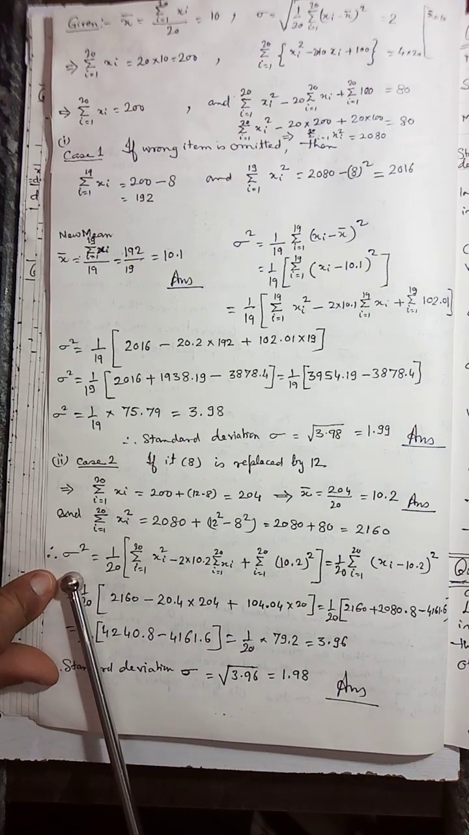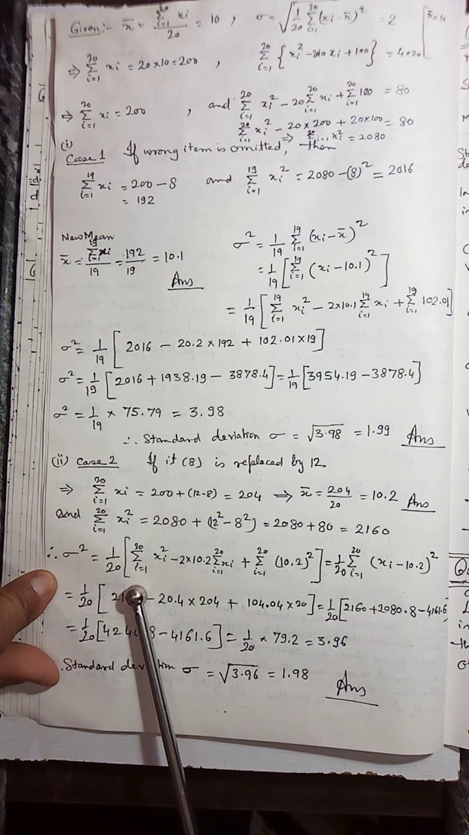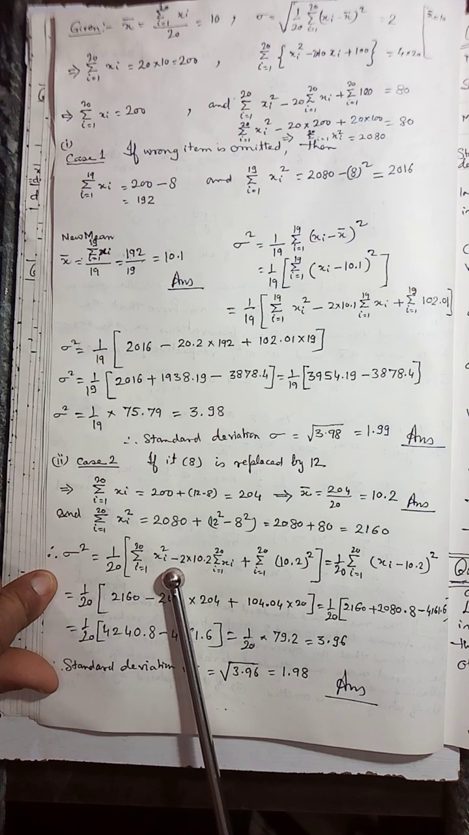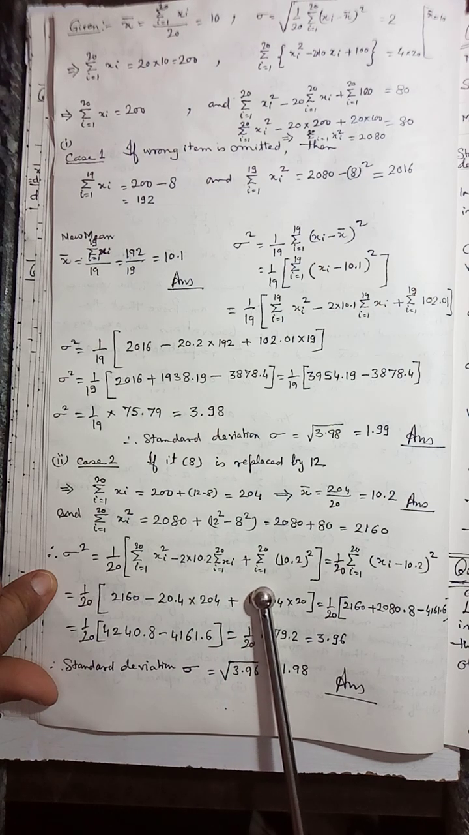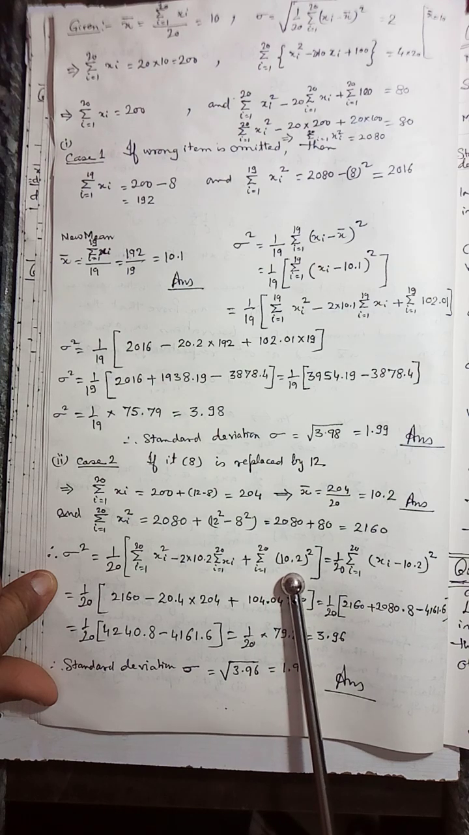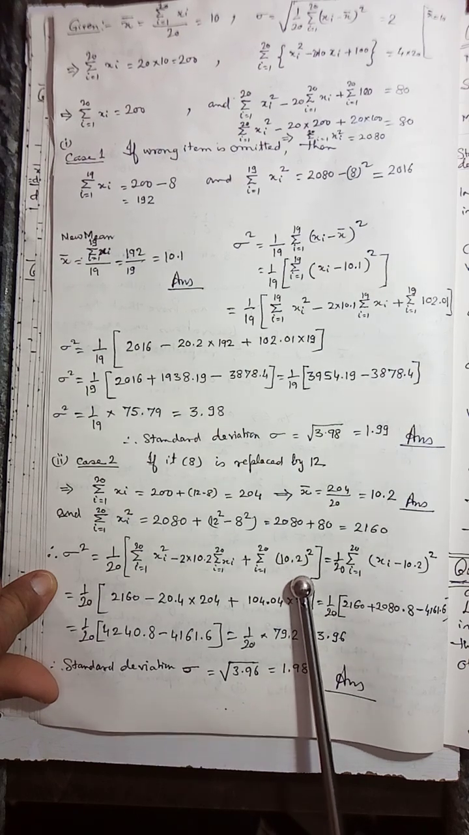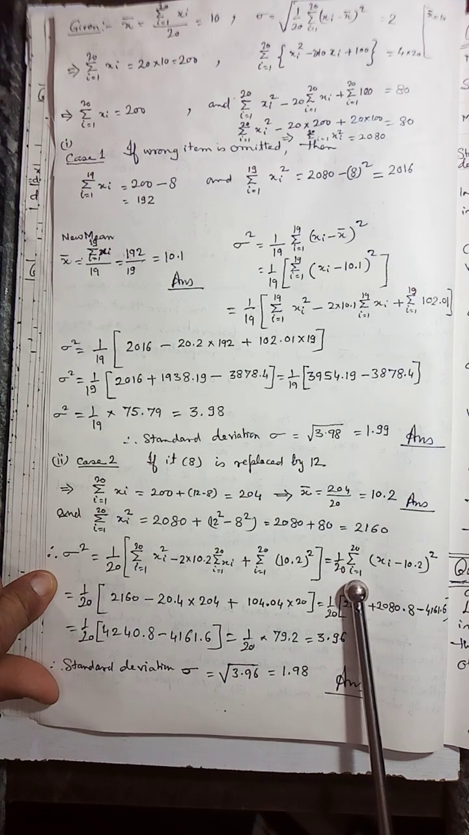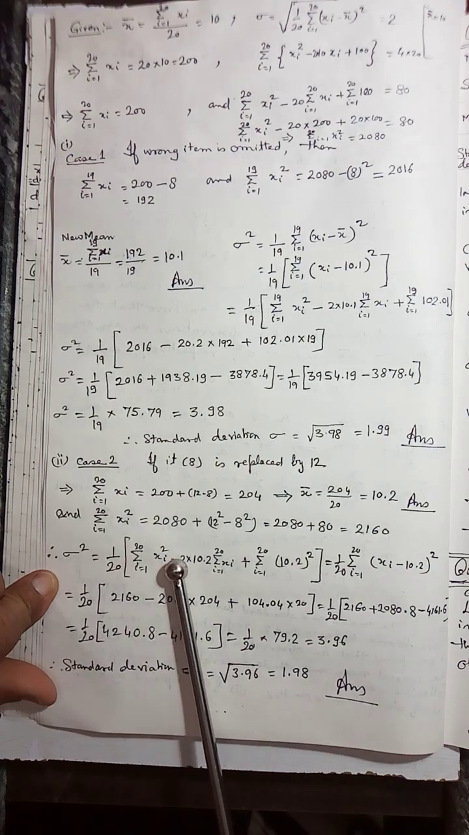Now the variance is equal to sigma square, that is 1 by 20 in bracket summation of i is equal to 1 to 20 of xi square minus 2 into 10.2 summation of i is equal to 1 to 20 xi plus summation of i is equal to 1 to 20 of 10.2 squared. This is the new mean. So now it will become, because 1 by 20 summation of i is equal to 1 to 20 of xi minus 10.2 whole squared, this is elaborated here on the left hand side.